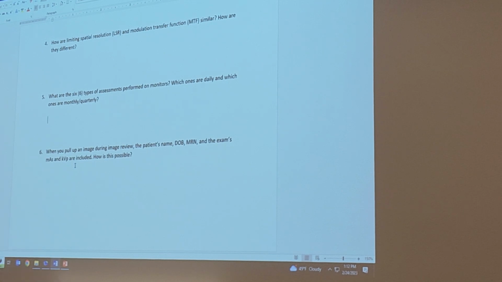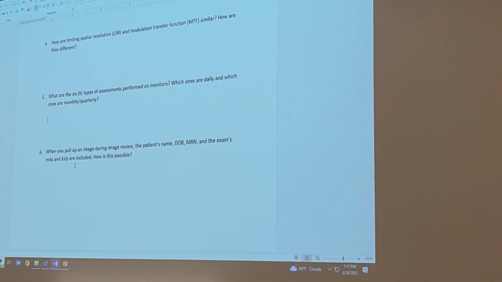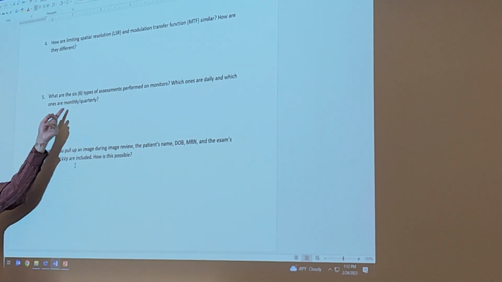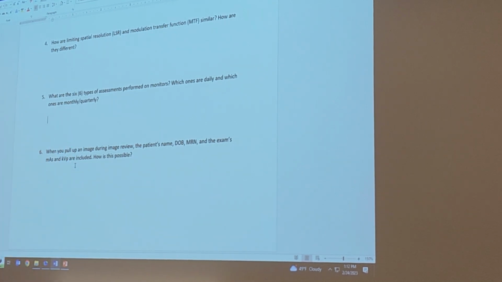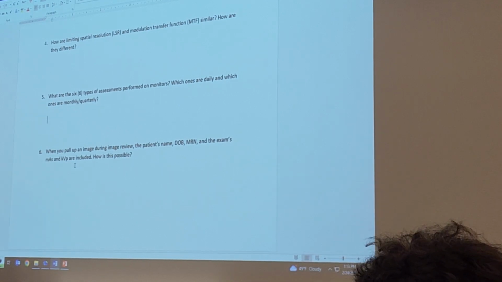So, Cody, fifth one, please. Luminance dependency. Great. Are the dependencies daily or monthly, quarterly? Monthly, quarterly. Great. And what kind of test patterns do we have for dependencies? UNL. Very good. UNL comes with UNL 10 and UNL 80.